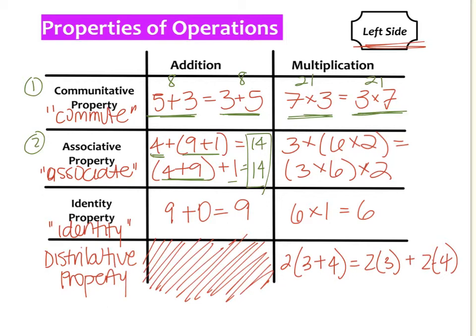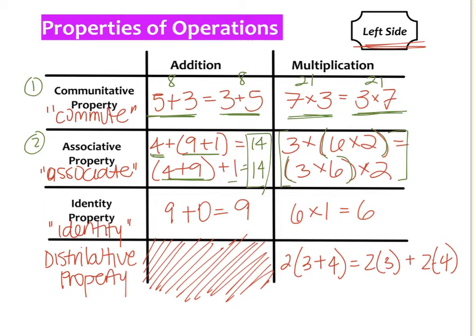All of them are addition. The same thing with multiplication over here. They're all being multiplied, but the numbers that are hanging out inside of these parentheses are different. Okay, so at the end of the day, when you solve it, you're still going to get the same answer. So that is the demonstration of the associative property.